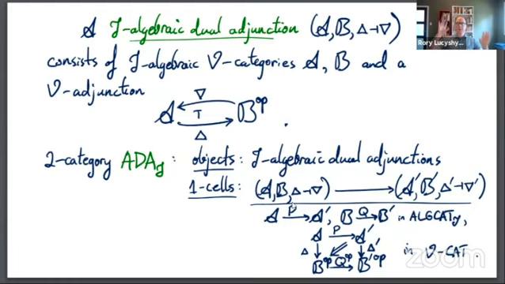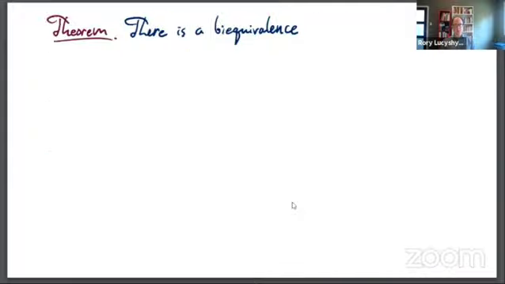Okay, so we get a two category of J-algebraic dual adjunctions. And what we'll do in this talk is show that there's a biequivalence between J-algebraic dual adjunctions and bifold algebras. And that is the first of the main theorems here, which we have on this slide.